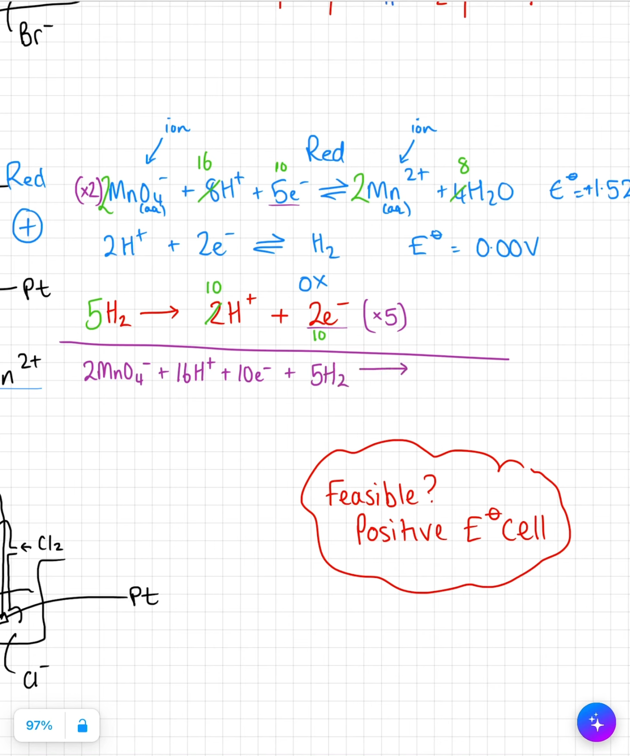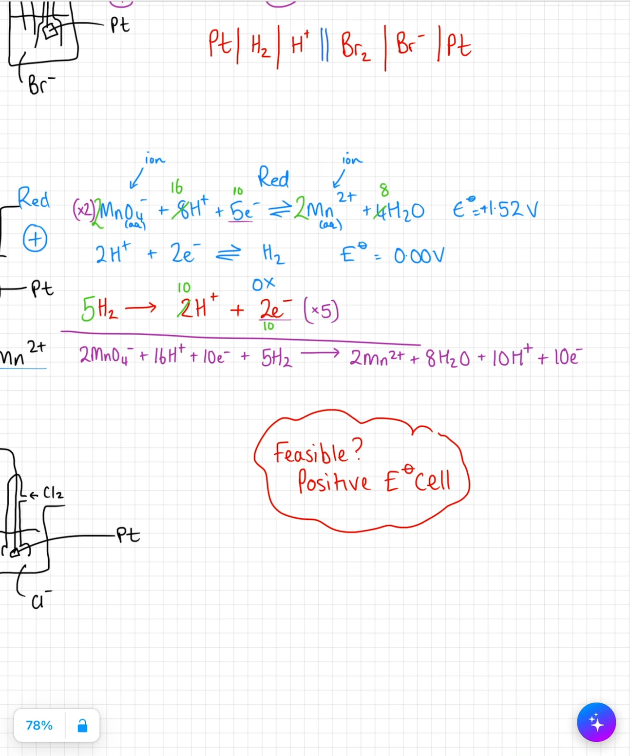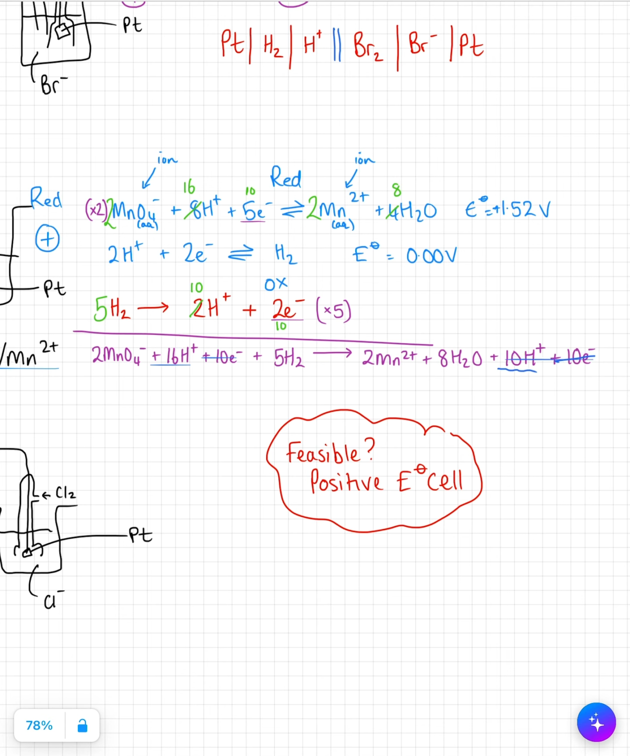This produces 2Mn2+, 8H2O, 10H+ ions, and 10e-. So what I want us to look at now is what's going to get cancelled out. We've got 10 electrons on the left and 10 electrons on the right. So the electrons cancel. We've got 16H+ on the left and 10H+ on the right. So 10 of the H+ cancel, leaving us with a net of 6H+ on the left.